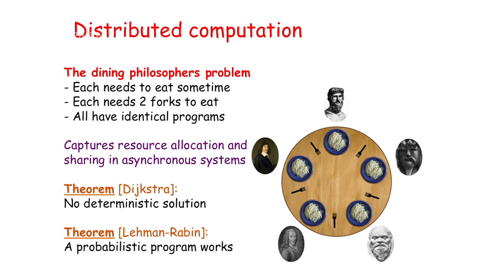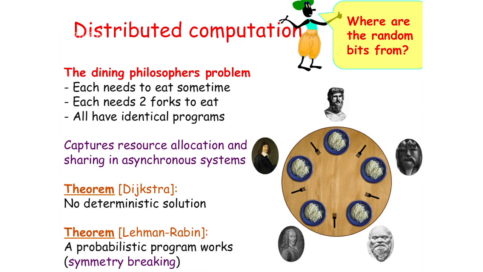So there is again a discrepancy between the deterministic and probabilistic world. And the randomness used in this context is to break symmetry, to create identities where there are none. So that's another one for which we need pure randomness.